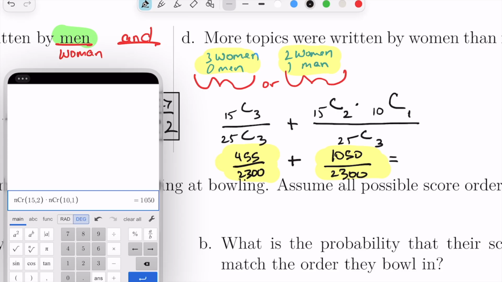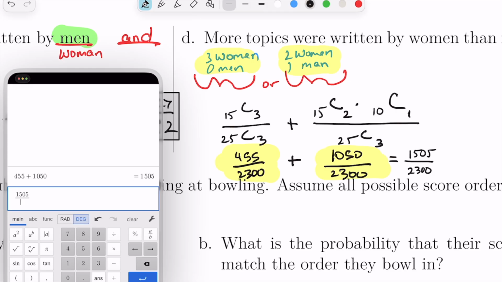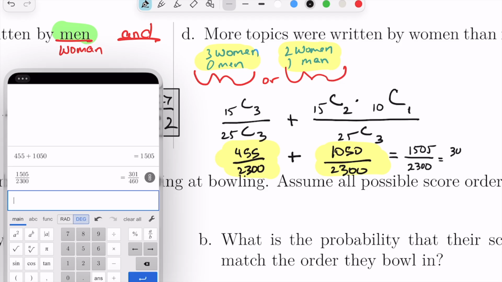But we could add those together and say that that's going to be, I think it's 1505. Guess what? I'm definitely going to check though. So let's clear that out, and we'll do 455 plus 1050. We get 1505. And then we're going to take that 1505 and divide it by 2300 in order to simplify it down and make it a little bit cleaner. And that's 301 over 460.